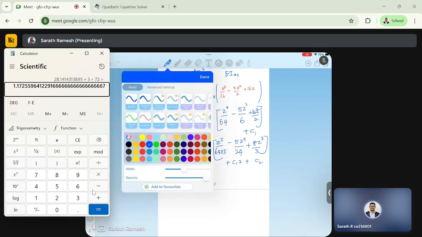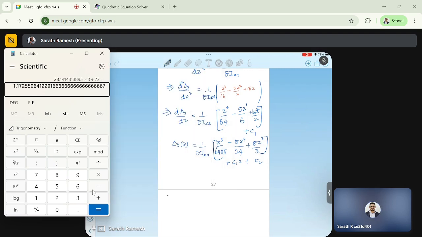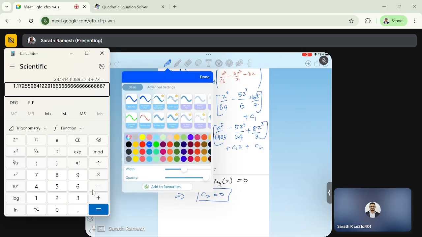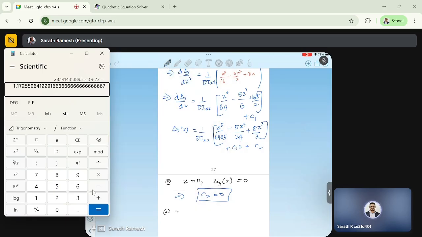The boundary conditions are at both the supports. At z equal to 0, deflection will be 0. So this implies C2 equal to 0. And what is the other boundary condition? At z equal to 8, the other side, the deflection delta y of z will be 0.